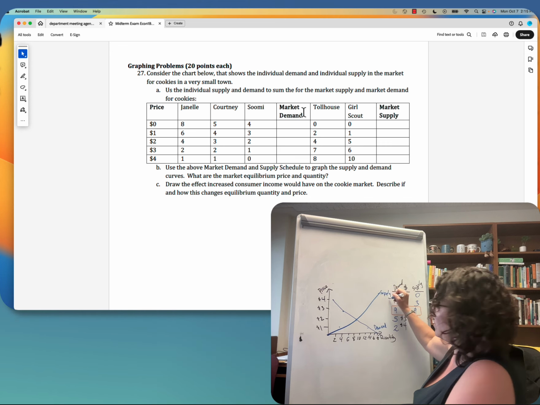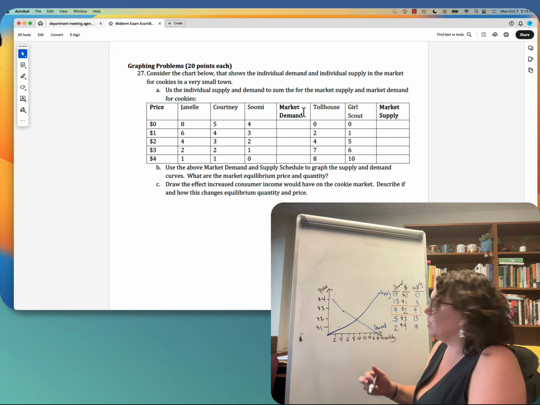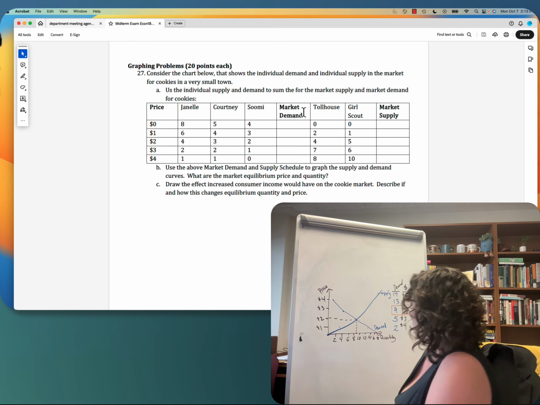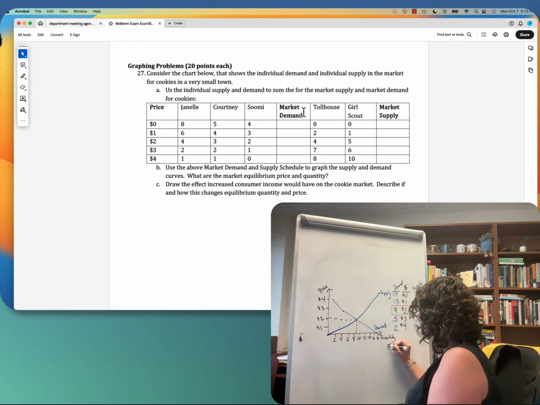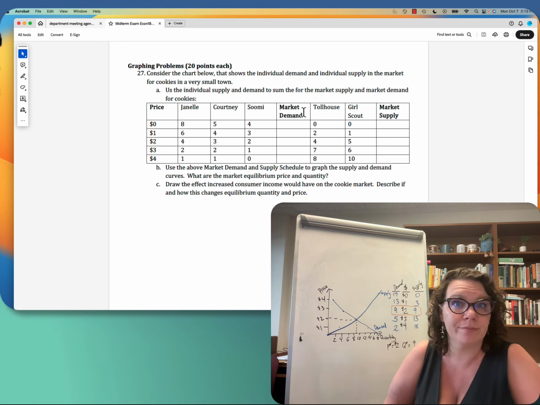And you don't have to be super precious about this. The idea is to get the gist of it. You do want to have your equilibrium be pretty close to spot on, which worked out for me. And if not, you can always just say, hey, my equilibrium price is $2 and my equilibrium quantity is 9 cookies. So far, so good.